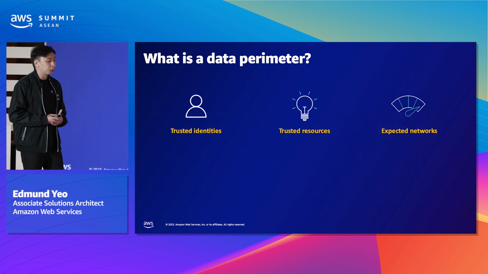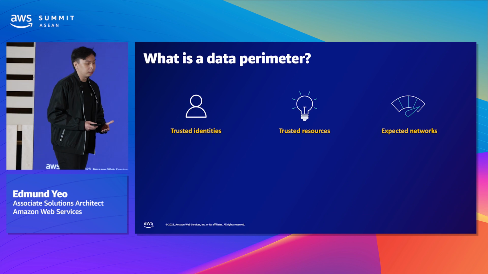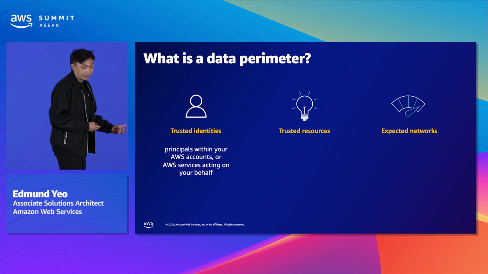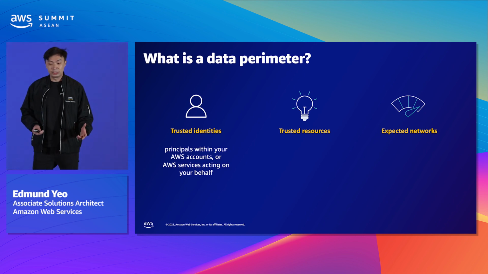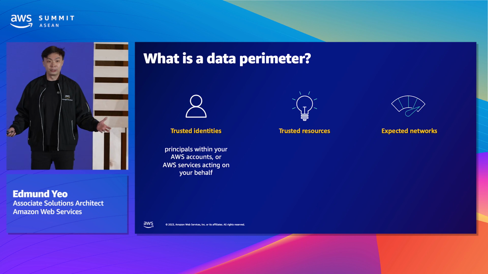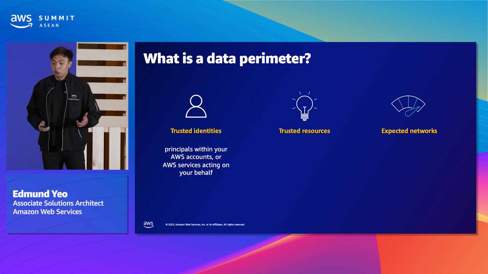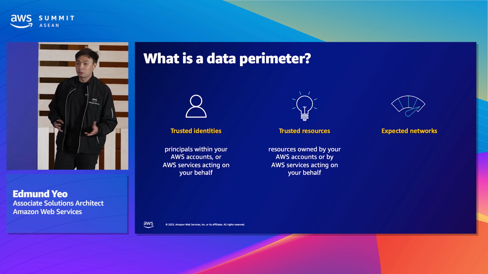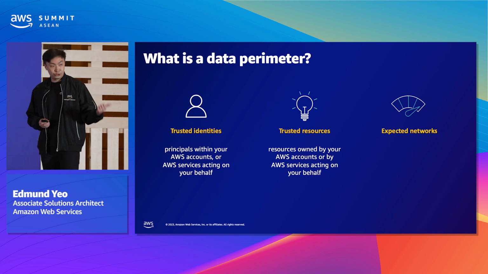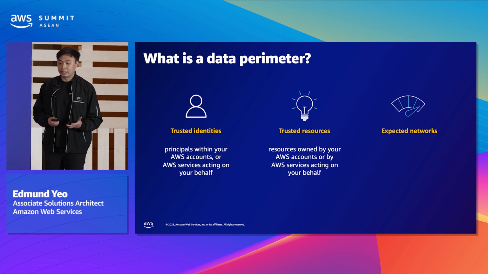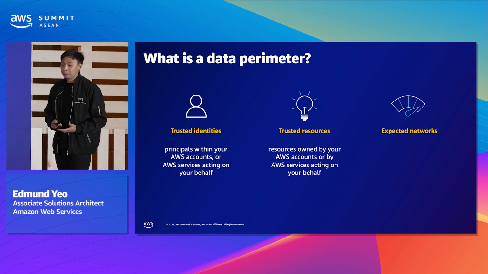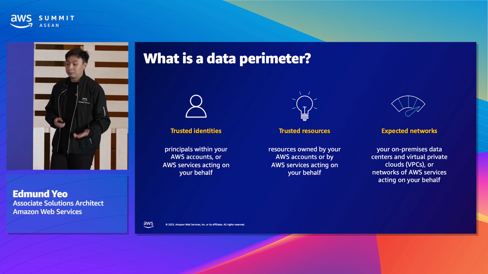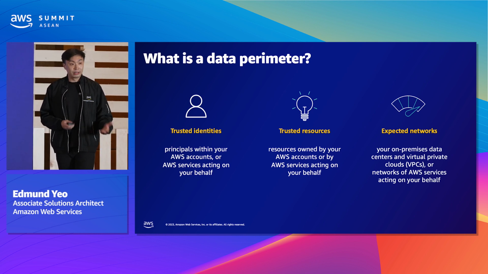Okay, so when we start implementing data parameter, we first want to define these three terms that you are seeing on the screen. So that being trusted identities, which usually encompass IAM principals within your AWS environment. So that will be your corporate accounts. Trusted resources, which will include resources in these AWS corporate accounts. So for example, your S3 databases, as well as the instances that you are using to store or process your data. And finally, expected networks will normally include your on-prem IP space, corporate IP spaces, and the AWS network.